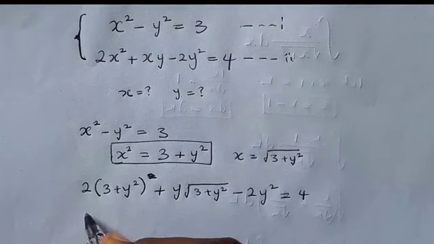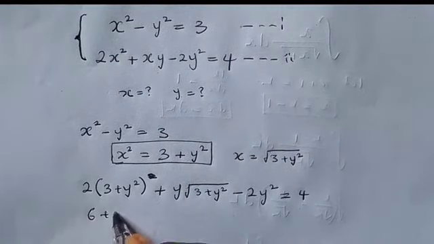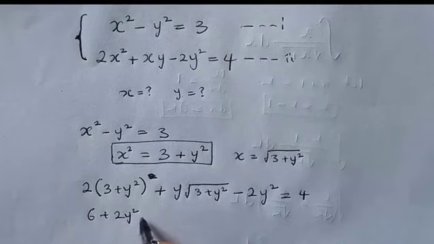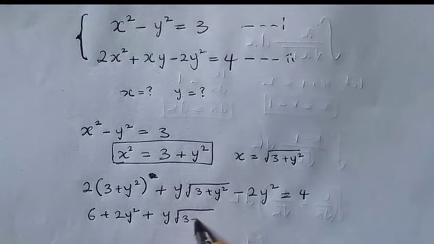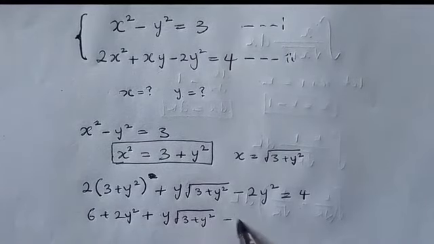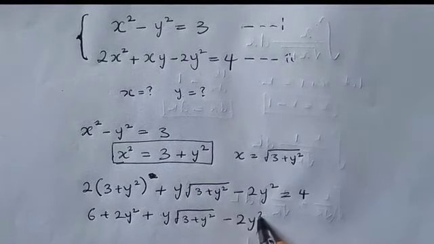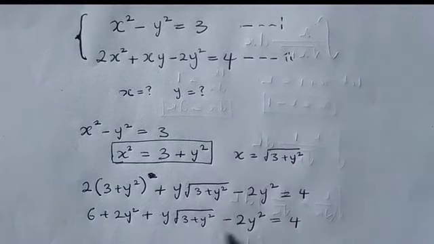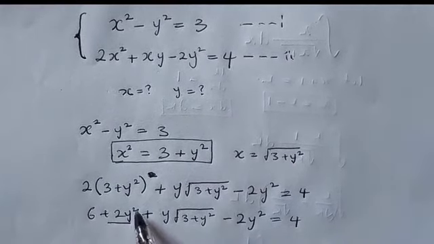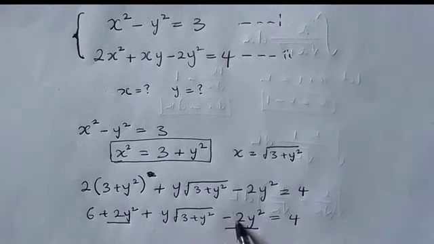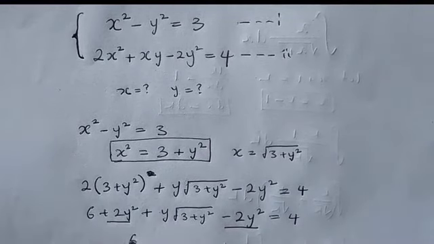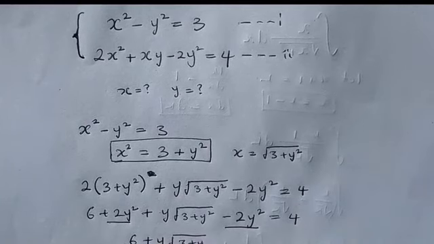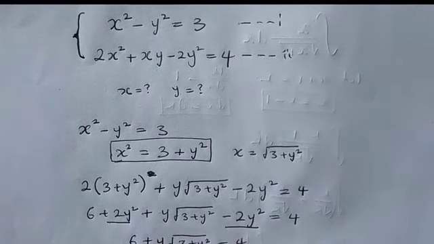Let's open this bracket. That will be 6 + 2y² + y√(3 + y²) + y² − 2y² = 4. This +2y² and −2y² will be equal to 0. So it will leave 6 + y√(3 + y²) + y² = 4.